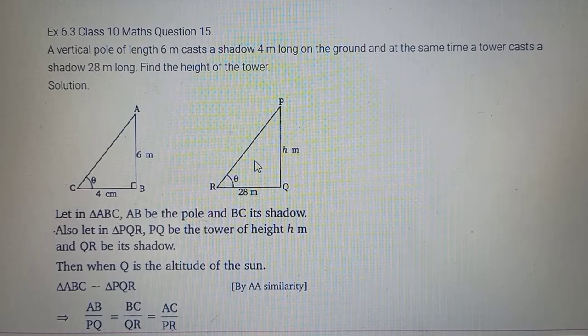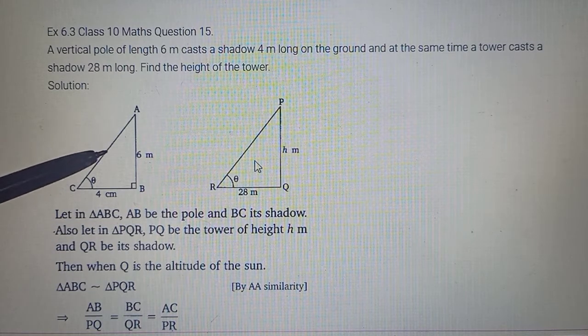15th question, children. A vertical pole of length 6 meters casts a shadow 4 meters long on the ground, and at the same time a tower casts a shadow of 28-meter length. Then you have to find the height of the tower. Okay, so we'll make two figures, one showing the pole.